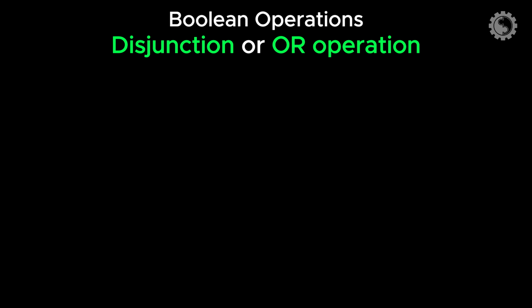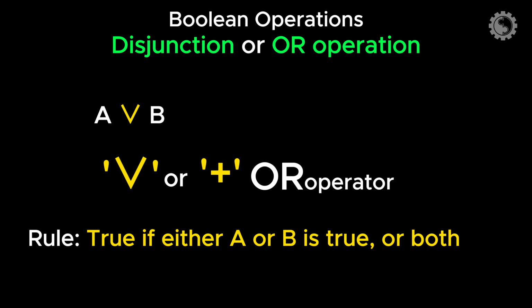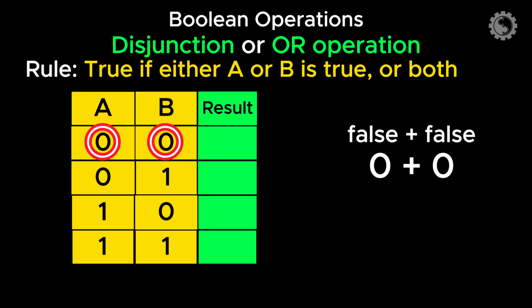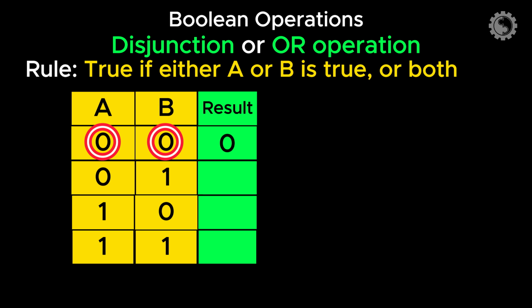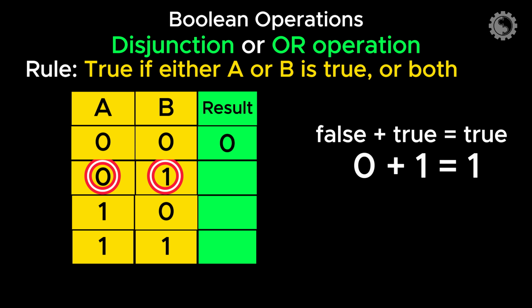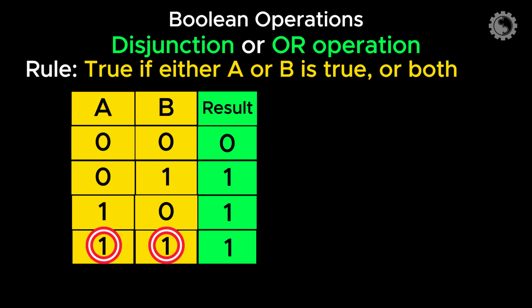Next operation is disjunction or OR operation. This operation is represented as a or b. This symbol is named as the OR plus symbol. It follows the rule that the result is true if either a or b is true, or both. It means if any one of the values becomes true, the result becomes true. In the truth table, 0 0 are both false, so the result becomes false. In the next combination 0 1, where one of the values is true, the result becomes true, 1. Similarly, for the next, 1 0 becomes true. In the final combination, both are true, so the result becomes true.